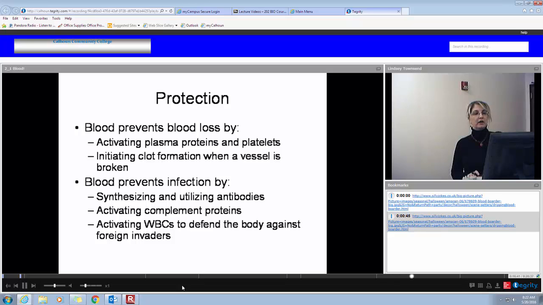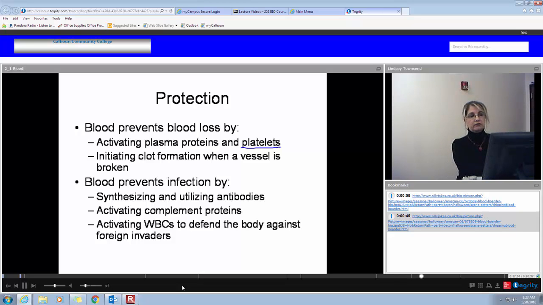And our last function is protection. Bet you never really thought about blood being a protective component, right? Well, the blood does provide protection. And one of the main ways that it does so is by the clotting mechanism. Remember, we talked about there being platelets that are part of the formed elements in the plasma.